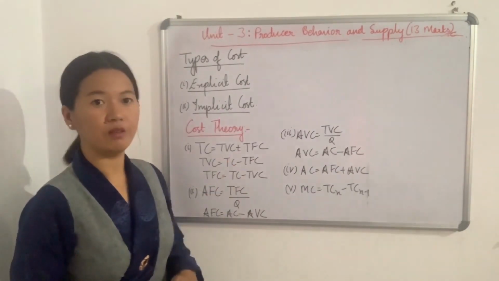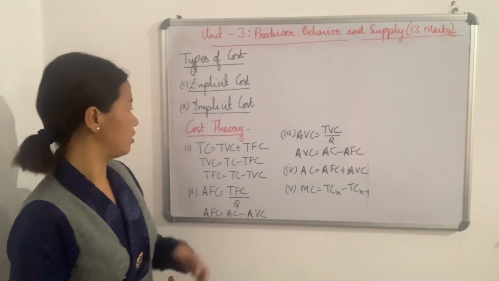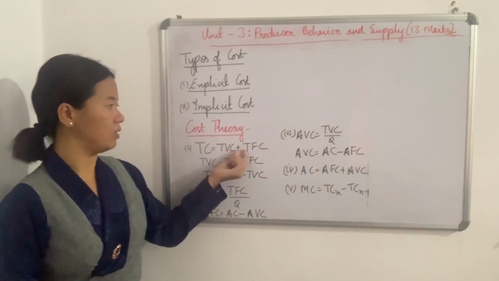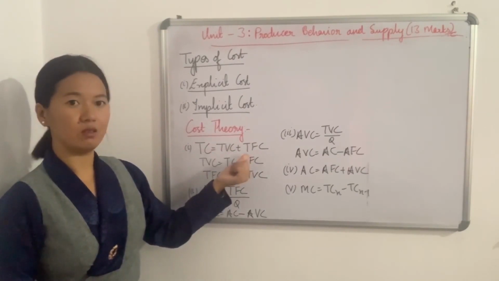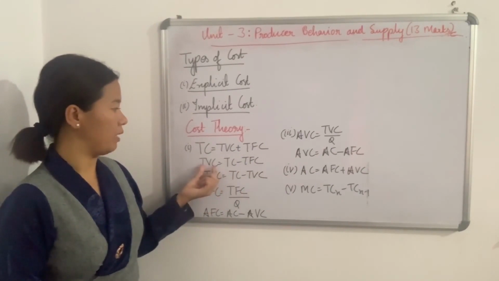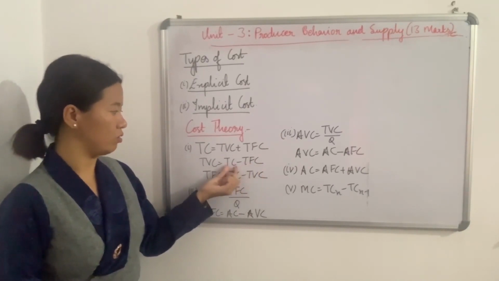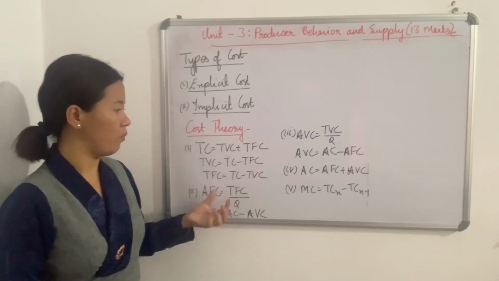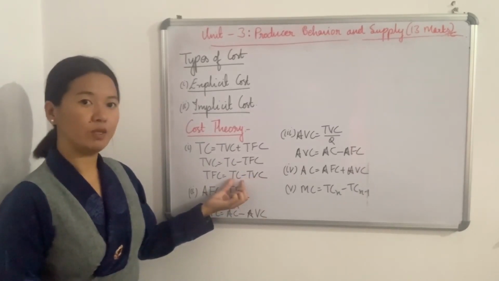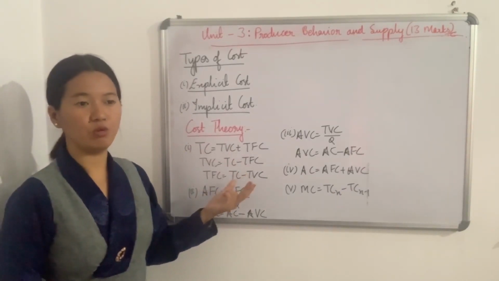On this board, I have written all the formulas required to solve the numericals for the cost theory. First, we have TC equals TVC, total variable cost, plus TFC, total fixed cost. From these 3 factors, if any 2 are given, you will get the third one. For example, when total cost and total fixed cost are given, when you deduct fixed cost from total cost, you will get the variable cost. In the same way, if total variable cost is given, when you deduct it from total cost, you will get the fixed cost.